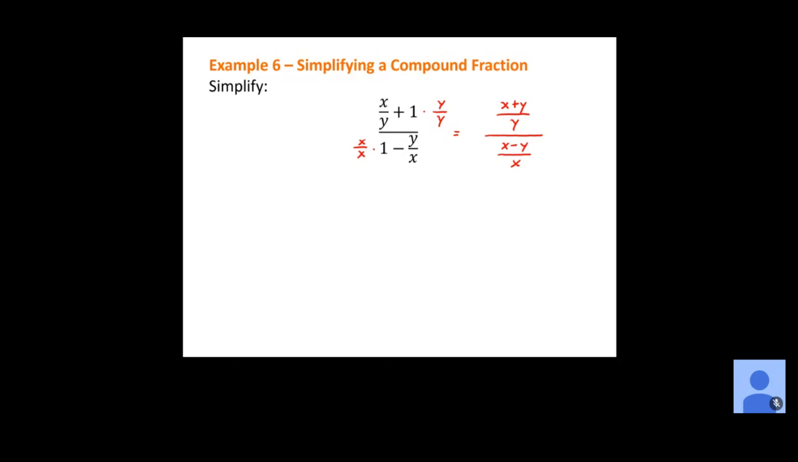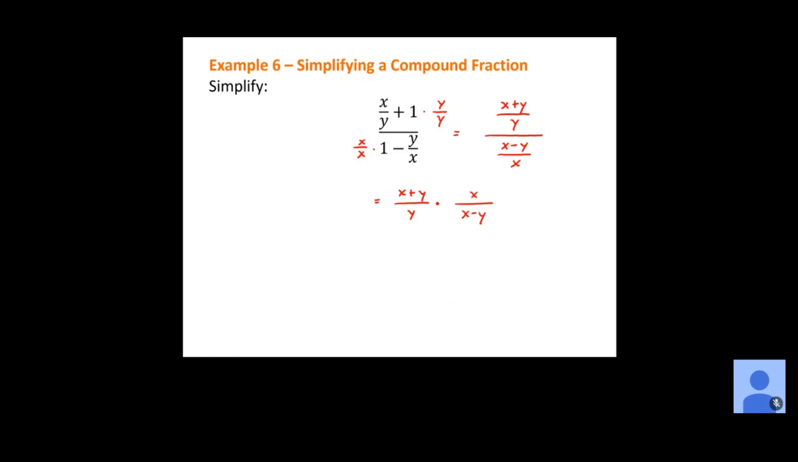Multiply by what? The reciprocal, right? So we're dividing fractions, which just means we're going to keep, change, flip, or multiply by the reciprocal. So the whole thing just turns into x plus y over y times the reciprocal of the denominator, which is going to be x over x minus y. So that's the whole purpose here of combining everything in the numerator, combining everything in the denominator. So then we just get the division of two fractions, and then we can just multiply by the reciprocal.